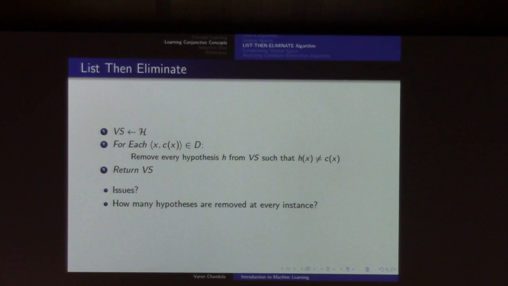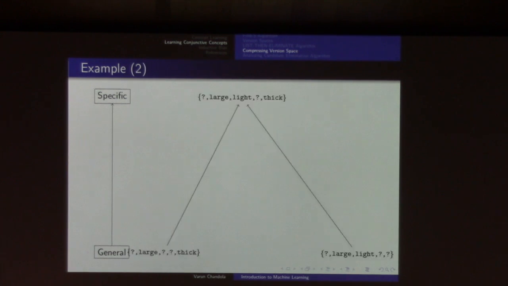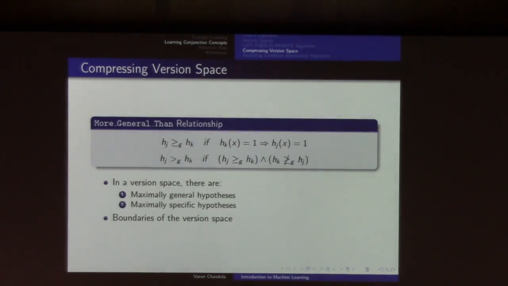So then comes the next algorithm, which lets you find the version space in a more computationally efficient manner. We call that algorithm candidate elimination, and it comes a little later. Let me see the time. Any questions so far? Yes, go ahead.